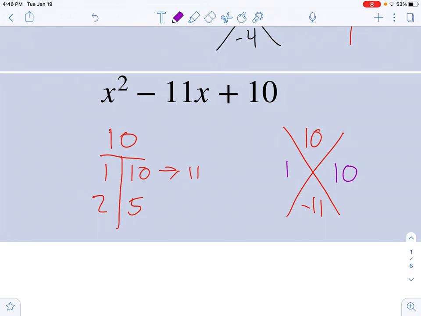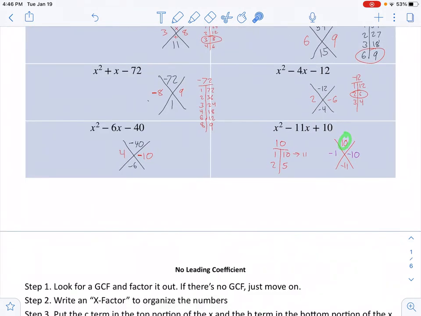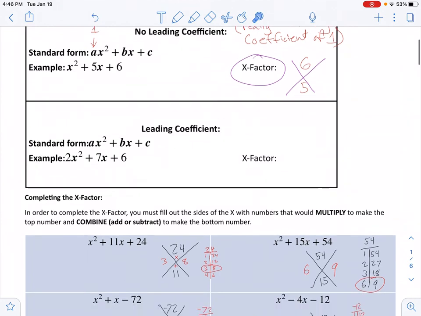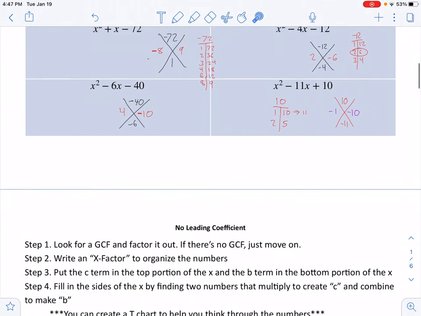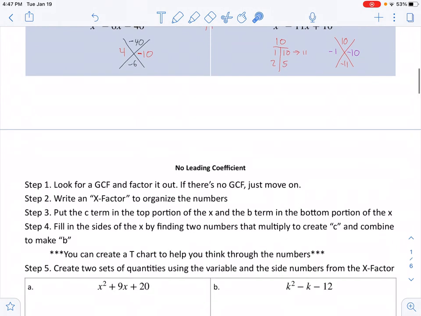So, I guess I used the wrong colors here, 1 and 10. And we always have to check our signs. To combine to make negative 11, they're going to have the same sign. So negative 1, negative 10. And we make sure that they multiply. Negative 1 times negative 10 is positive 10. Okay, take a breath. Filling out the X factor is the most difficult part. Once you've done that, you are straight chillin'.